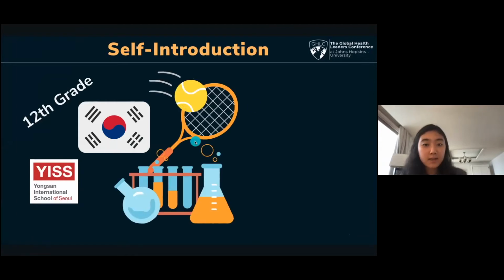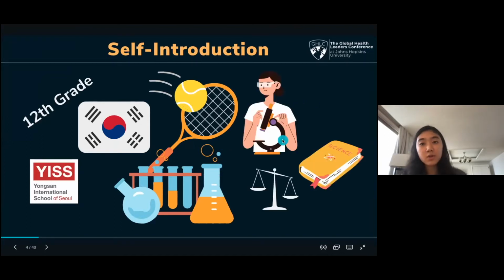I'm a rising senior at Yongsan International School of Seoul, which is in South Korea. I'm on the tennis team and vice president of the STEM club, where we teach science experiments to younger grades. In the future, I hope to contribute to global health by researching new treatments in bacterial infections, teaching new generations of scientists, and solving inequalities in access to medicine.